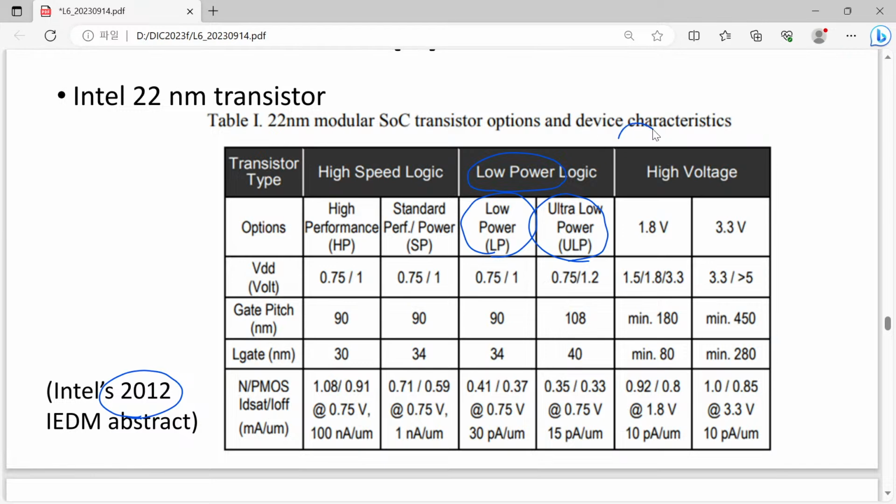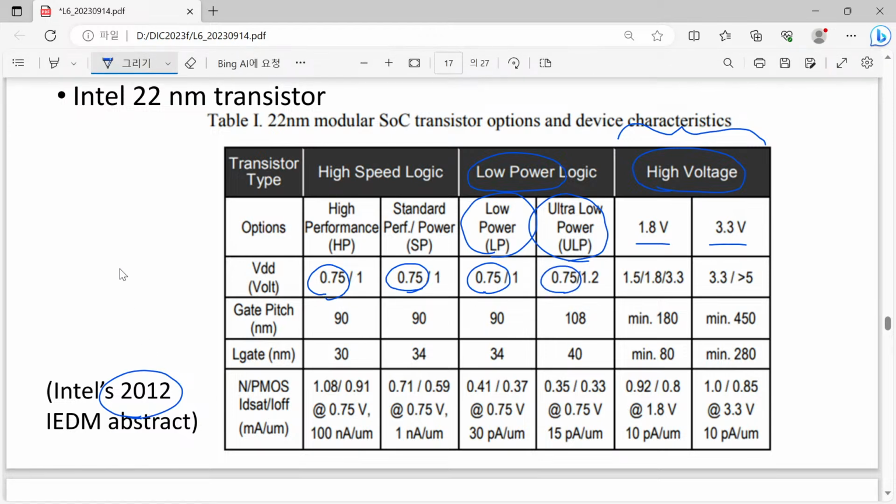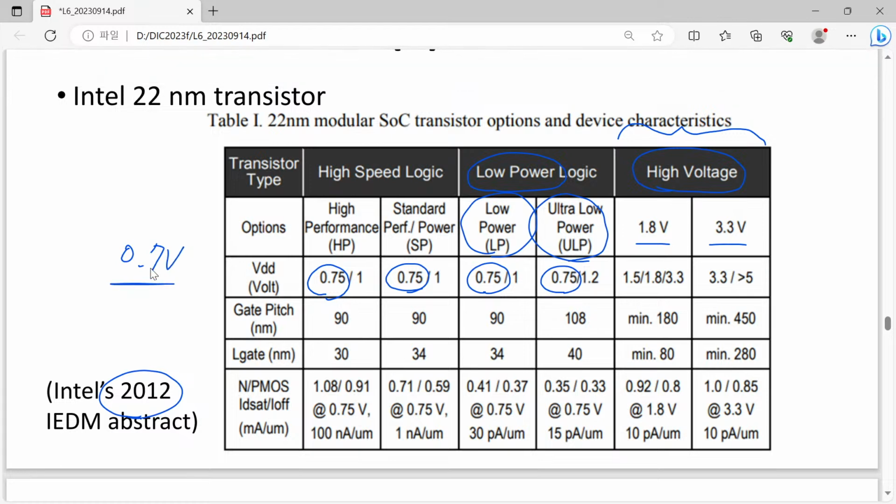Please don't consider this part, because this is the high voltage one. It has different oxide thicknesses to resist the higher applied bias, so options like 1.8, 3.3 are much higher. Usually the logic devices have a much lower VDD, like 0.775 volt at the time, and nowadays we are more or less fixed to 0.7 volt, and we want to reduce it further.